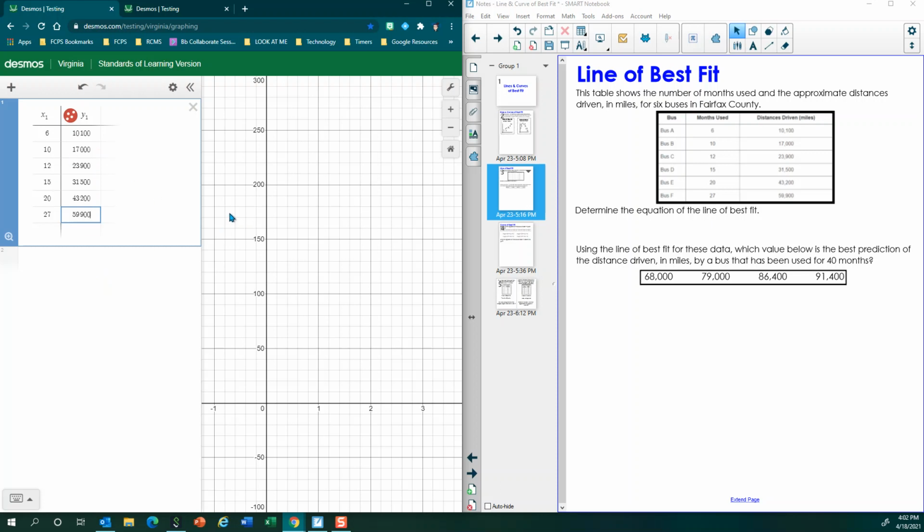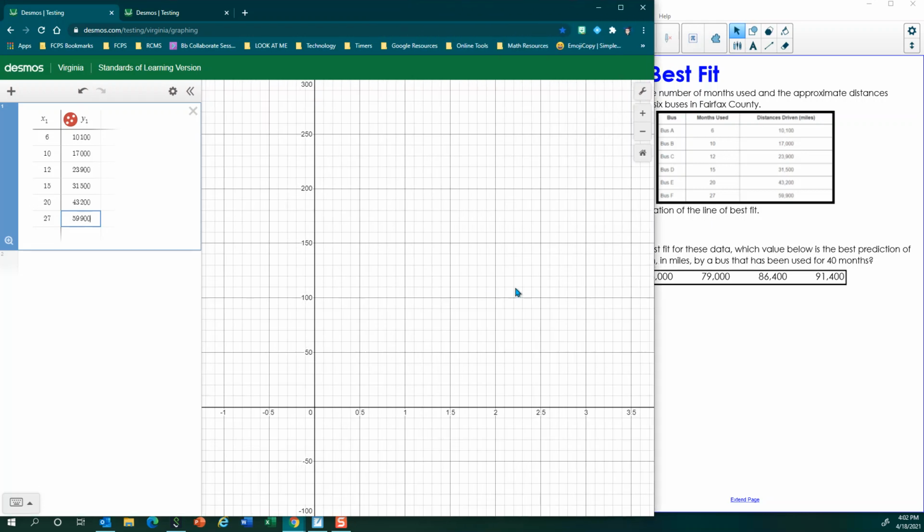And now we are going to look at the scatter plot of that data and see what it looks like. So as you can see, I can't see any points on the graph right now, but that just means we're not looking in the right place. So I'm going to click this magnifying glass. It'll say zoom fit, and that will take me directly to where those points are on the graph.